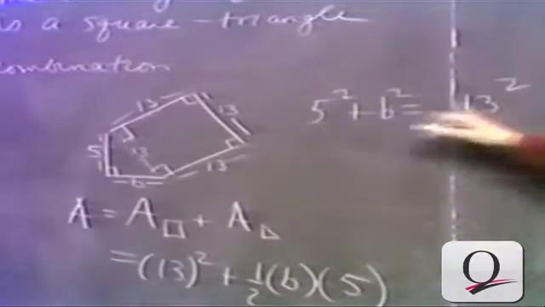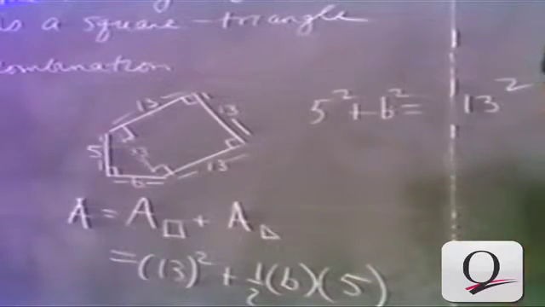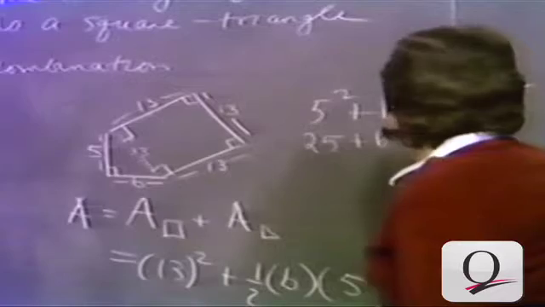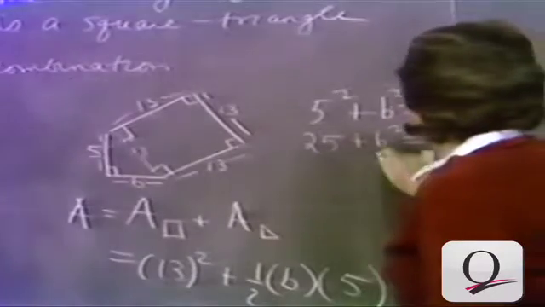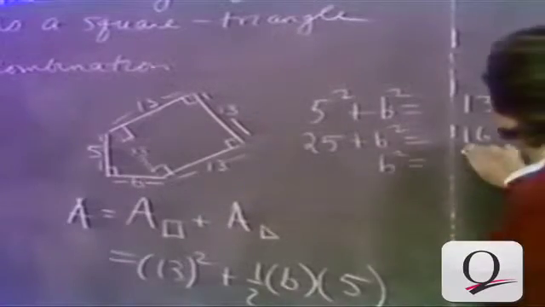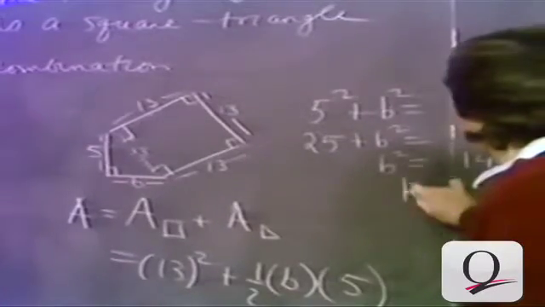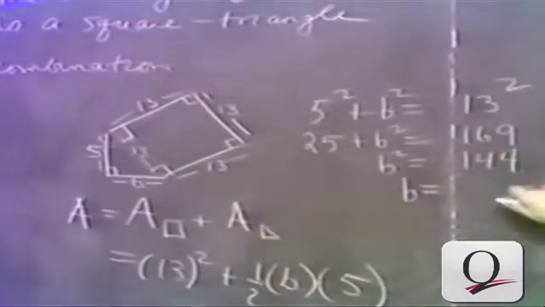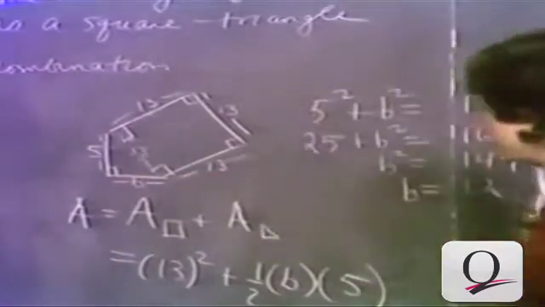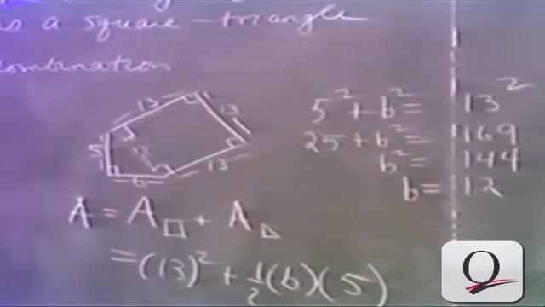The square of the hypotenuse is equal to the sum of the squares of the other two legs. That is 25 plus b squared equals 169. b squared is 169 minus 25, or 144. b is plus or minus 12, but of course only 12 makes sense if it's the length of the side here. So we now know that b is equal to 12.